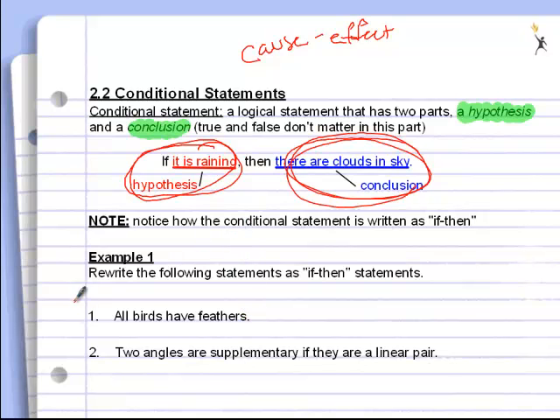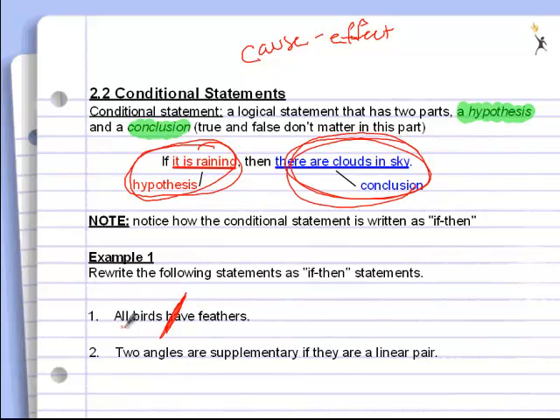The first thing we get is: all birds have feathers. Now, don't worry about whether that's true or false. Let's look at the statement. All birds have feathers. Can you think of a way that we can break this down into an if-then statement, keeping the same ideas, that all birds have feathers? We could actually split this right up into two different parts. All birds and feathers. We could identify this as the hypothesis, and this is the conclusion.